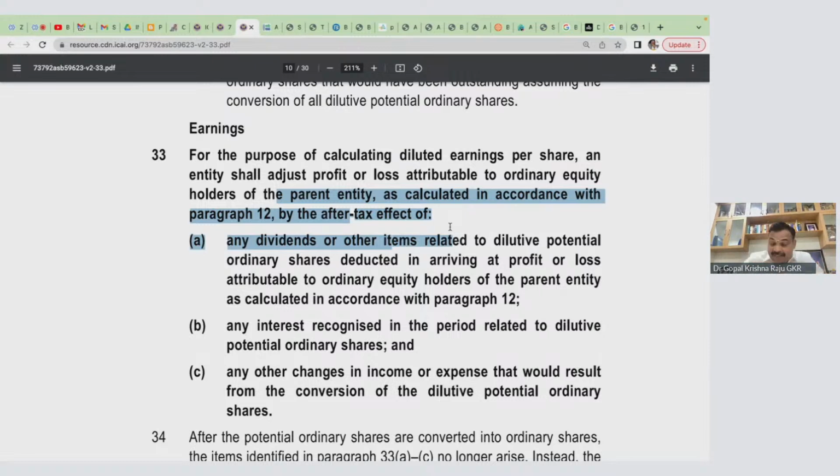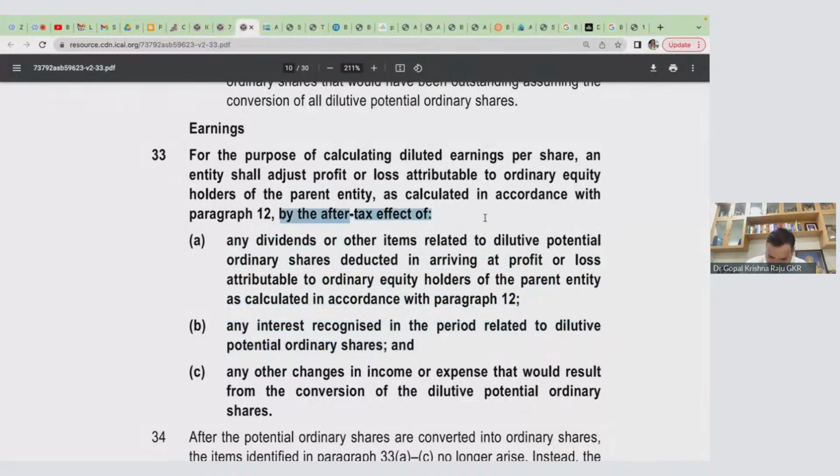Now, diluted EPS. Here you have to do an adjustment. So never jump to a conclusion that basic EPS will be higher and diluted EPS will be lower. This is a normal thumb rule, but it can be otherwise also. Therefore, any dividend or other item related to dilutive potential ordinary shares deducted in arriving at profit and loss attributable to ordinary shareholders as calculated in accordance with para number 12. Any interest recognized on dilutive potential ordinary shares is calculated after the tax effect.